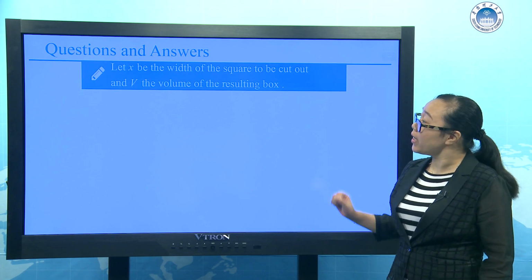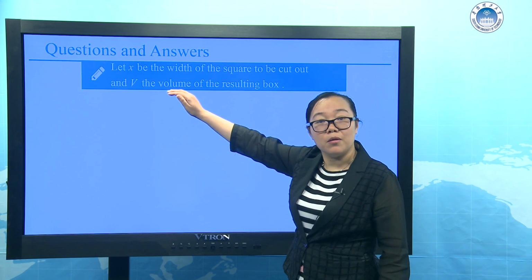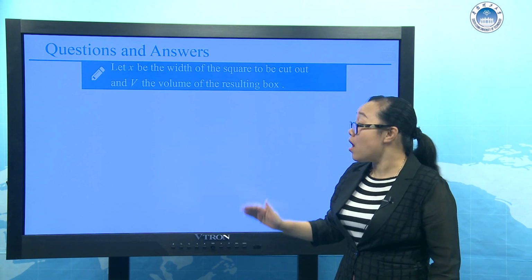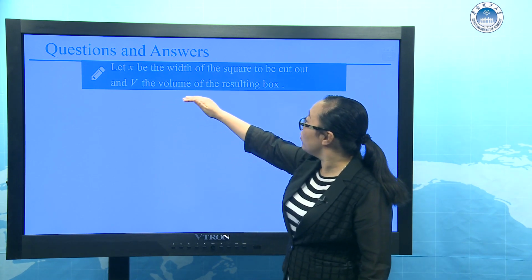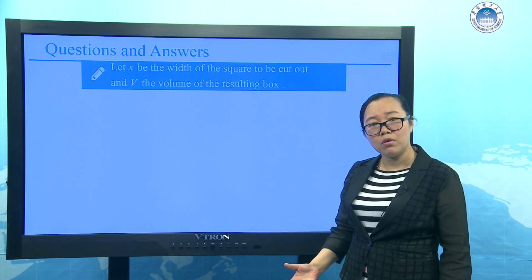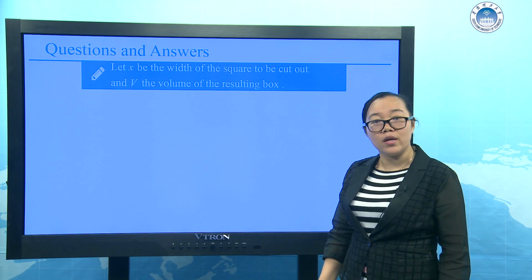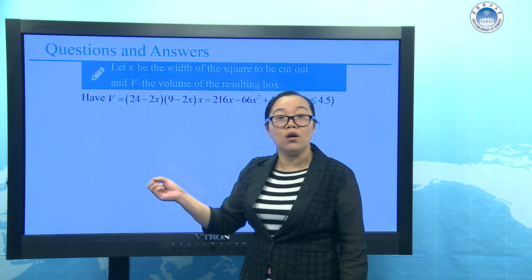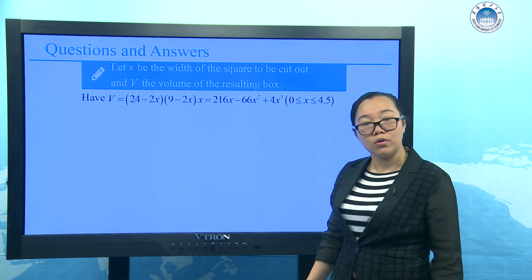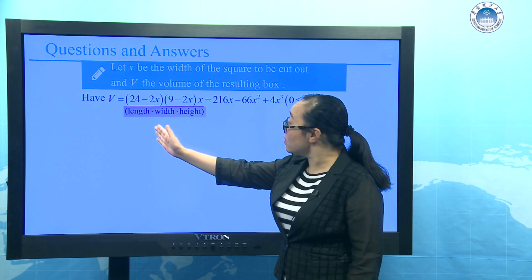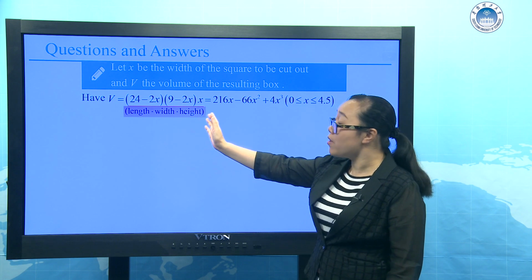We have the following idea. Let x be the width of the square to be cut out, and capital V the volume of the resulting box. How to write it? Do you remember the basic idea? Write our corresponding objective function. So in this question, V is our objective function. Do you remember the basic formula? V equals length times width times height.